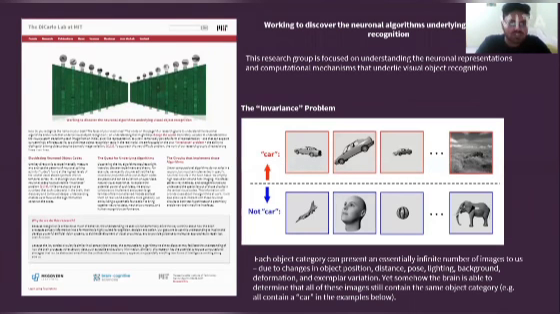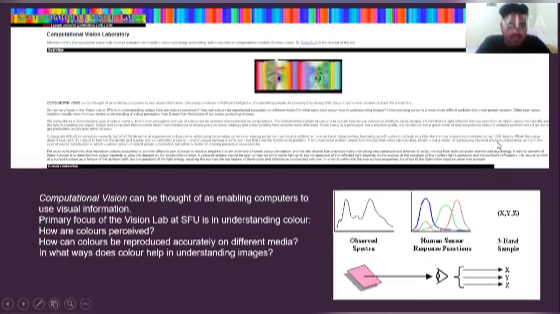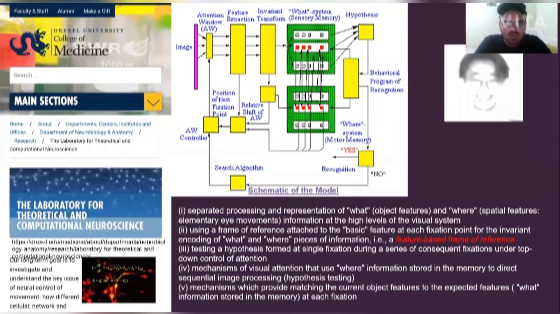There is the DiCarlo lab at MIT, which is working to discover the neural algorithm underlying visual object recognition. It is also working on the invariance problem, like how we can decide it is a car when there are different orientations and different backgrounds. And there is another lab, the computational vision laboratory, which is working on the computational model of coloring, how colors are perceived inside our brain. And this is the Drexel college laboratory, which has given this particular model of visual information processing.